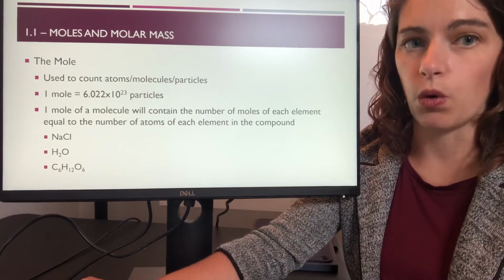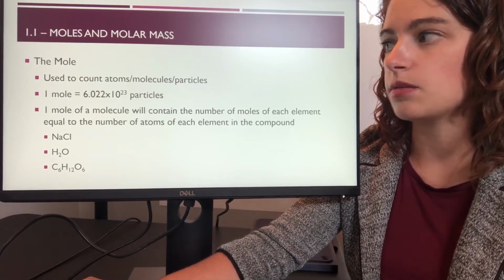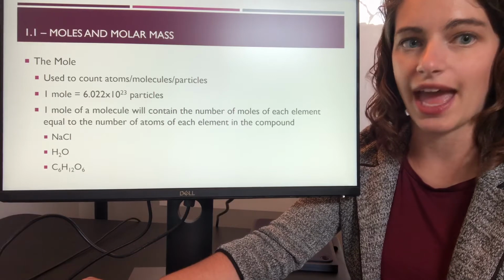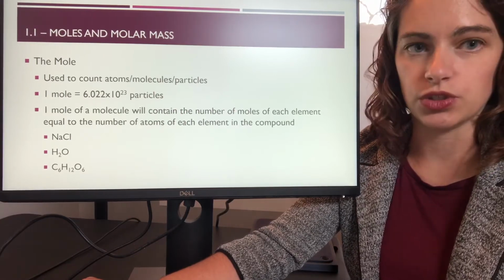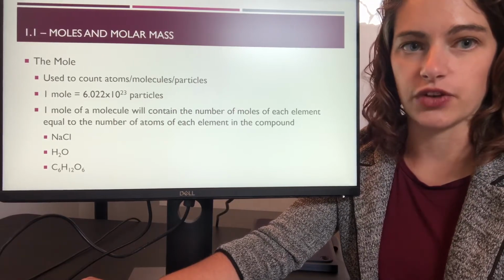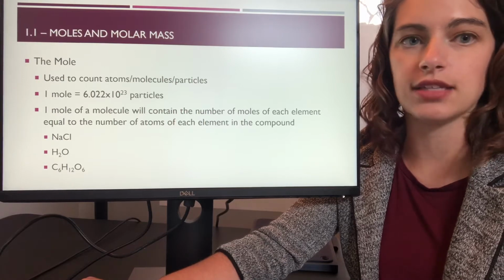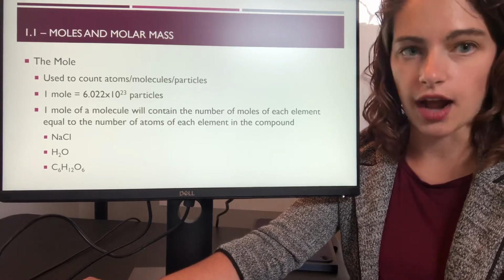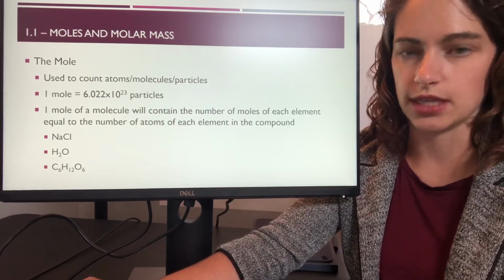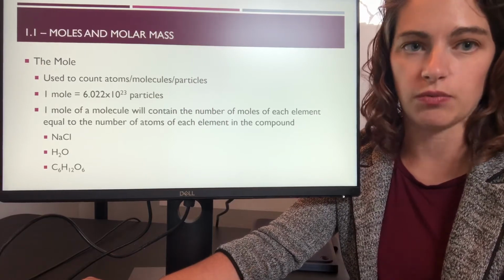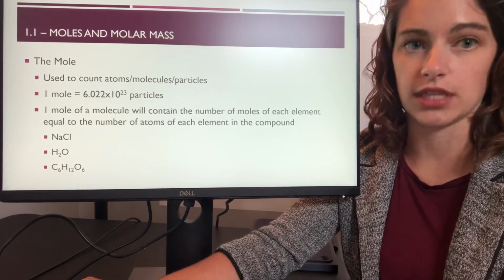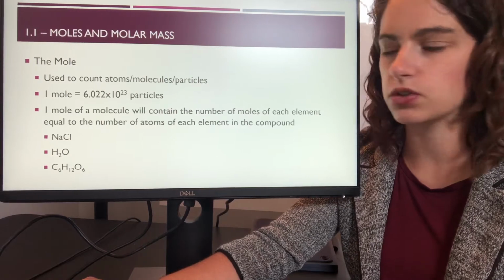So 1 mole, it doesn't matter if it's a mole of an element, molecule, whatever, a mole of anything is 6.022 times 10 to the 23rd. My favorite example are rocks and bagels. If you have a mole of rocks, it means you have 6.022 times 10 to the 23rd rocks. If you have a mole of bagels, you have 6.022 times 10 to the 23rd bagels. It's a ridiculous amount.